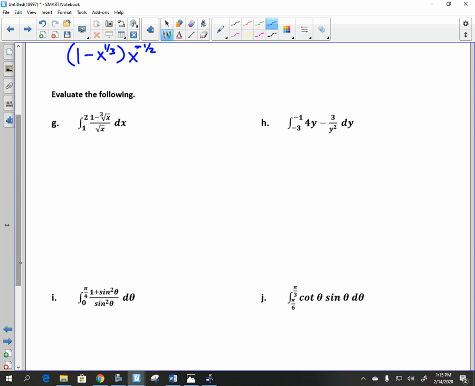All right, so now that I have it like that, I can distribute that x to the negative 1/2, and I get x to the negative 1/2 minus, what do I do when I have negative x to 1/3 times x to the negative 1/2? What do I do to the exponents? I add them. And 1/3 added to negative 1/2, that'll be like 2/6 plus negative 3/6 is negative 1/6. So x to the negative 1/6. So I could rewrite this as the integral from 1 to 2 of x to the negative 1/2 minus x to the negative 1/6 dx.